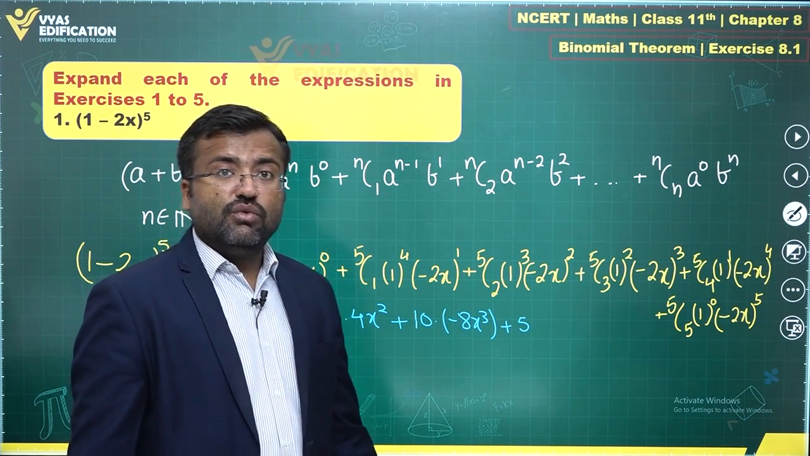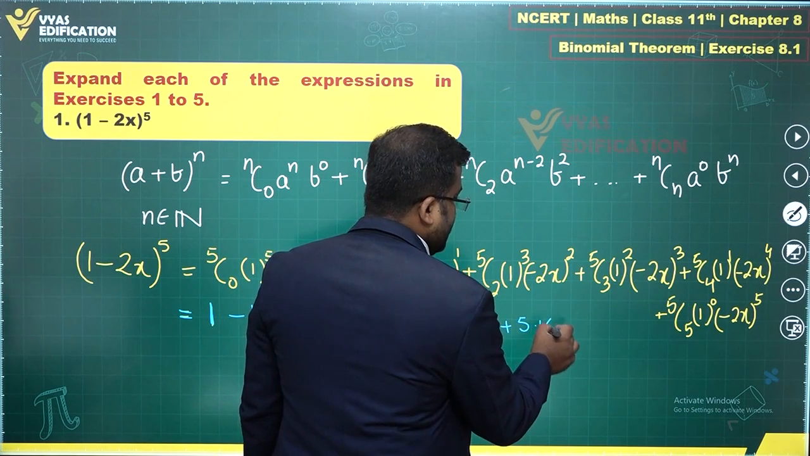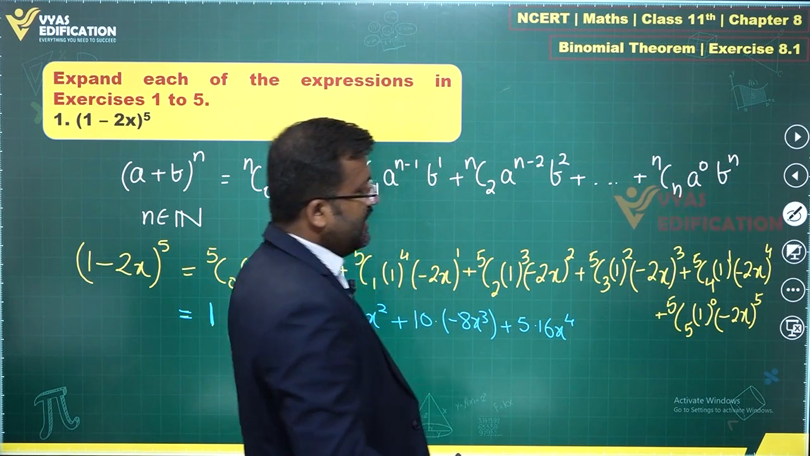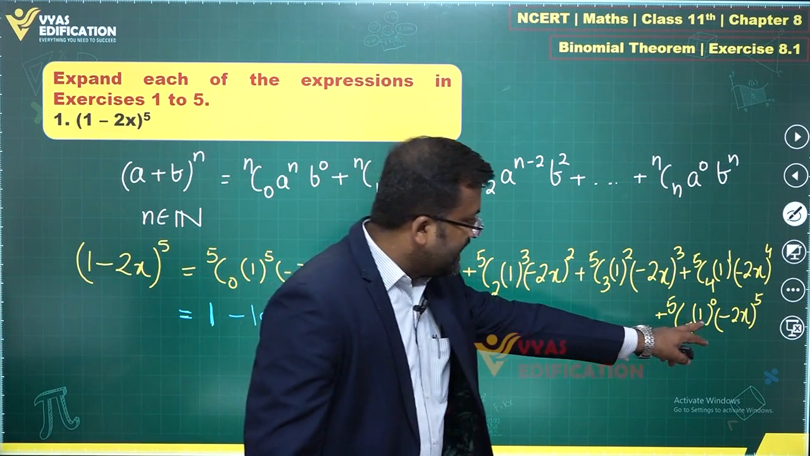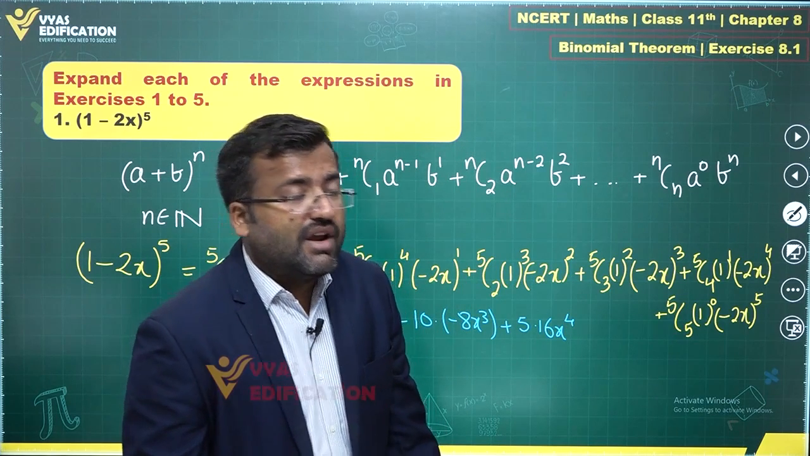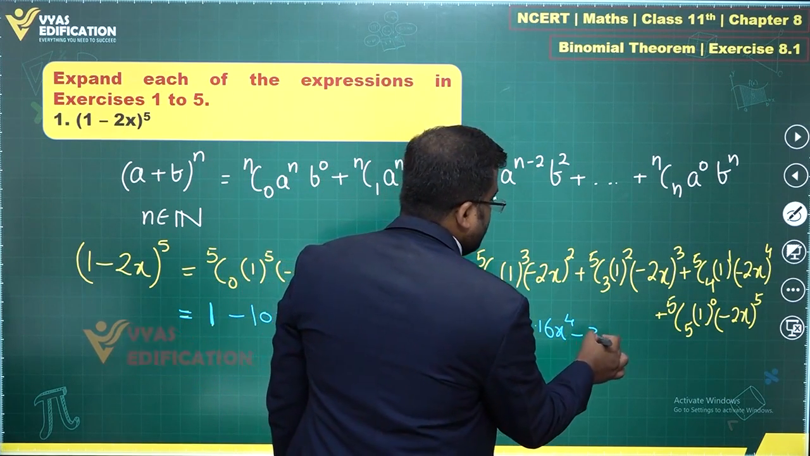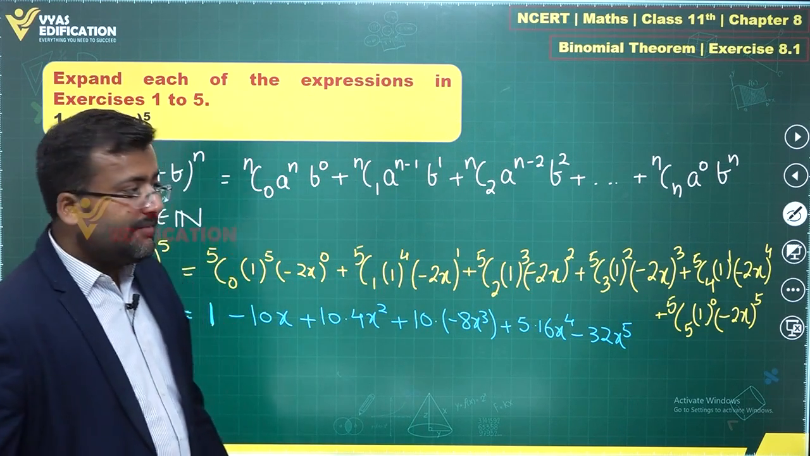What is minus 2 power 4? Minus 2 power 4 will be 16. And this will be 16 times x power 4. What next? 5c5 is 1. This is again 1. 1 into 1 is 1. What is this? Minus 2 power 5, which is minus 32. This becomes minus 32 x power 5, as you can see over here.